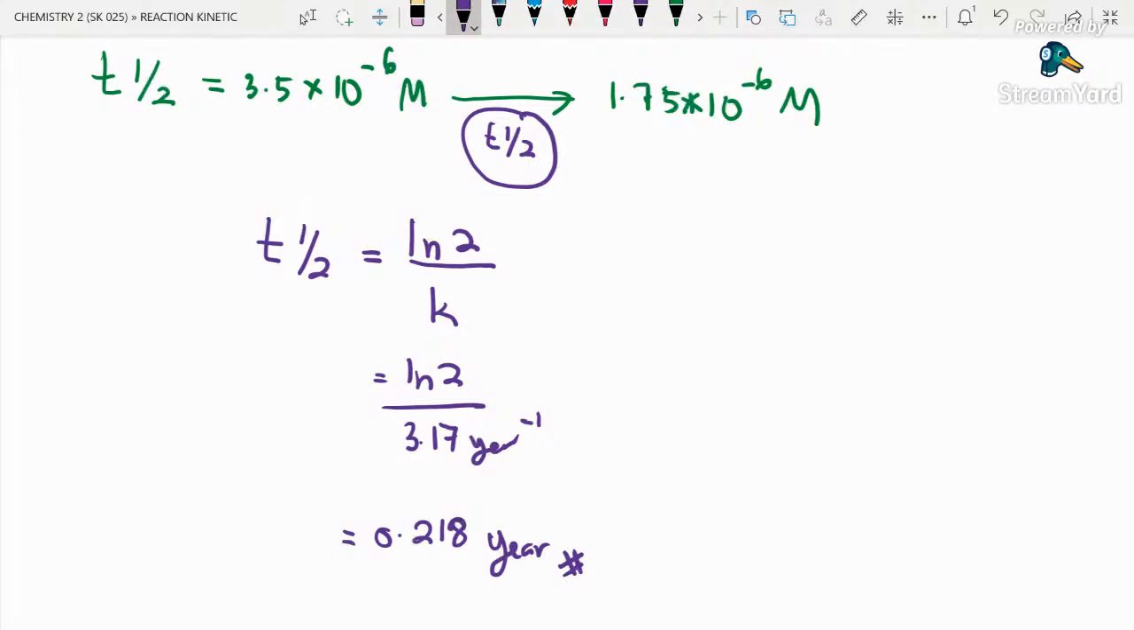Okay, so I think we have a few examples on how to calculate. First, look at whether it tells you the order of the reaction. If it doesn't, then you can refer to the unit of your rate constant.